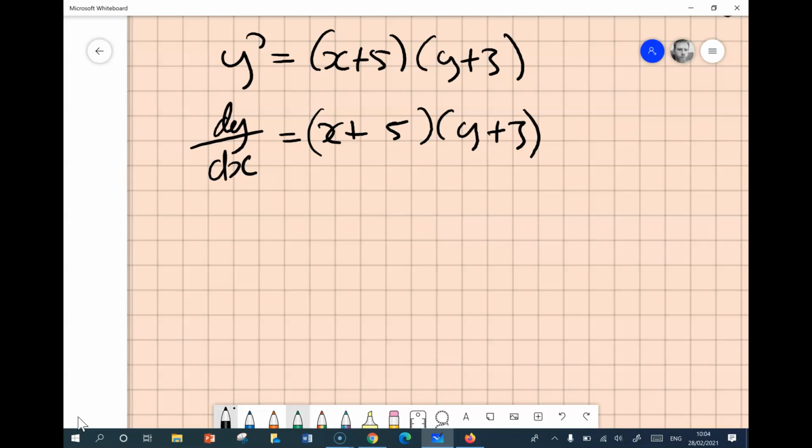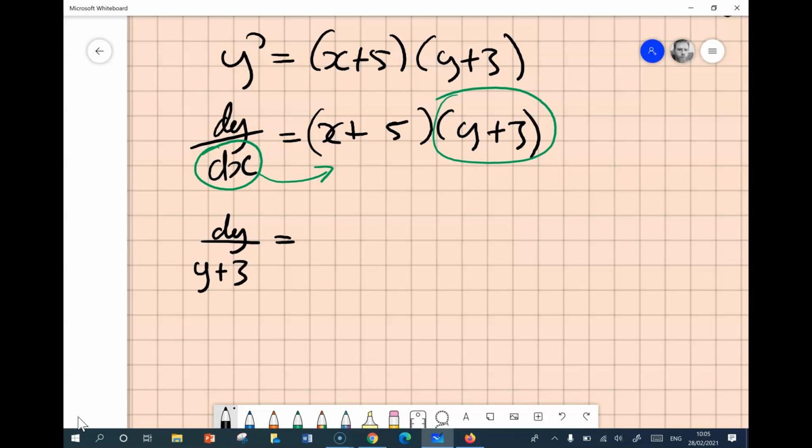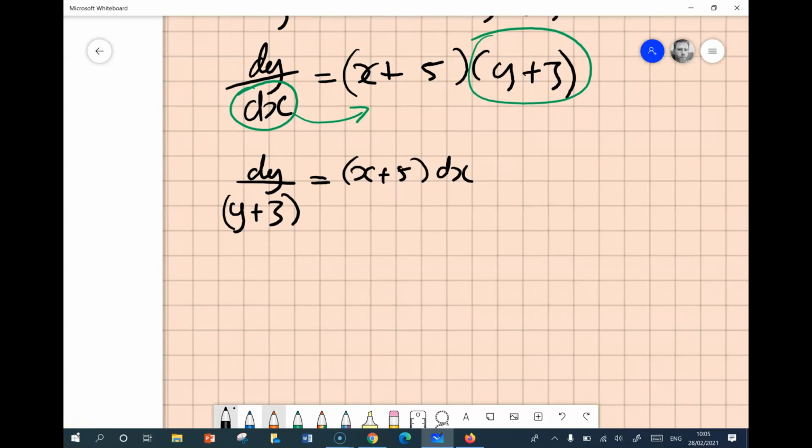So I'll notice here that the dx is dividing, so when it comes across it'll multiply, and then this y plus 3 is multiplying the x plus 5, so when it comes over it will divide. So the dy on the left hand side is staying where it is, y plus 3 is multiplying, so when it comes over it divides, and where dx is dividing it comes over it multiplies. So x plus 5 multiplied times dx. Now I've got my y's with my dy's and my x's with my dx's, so I'm ready to go. So the right side is easy enough.